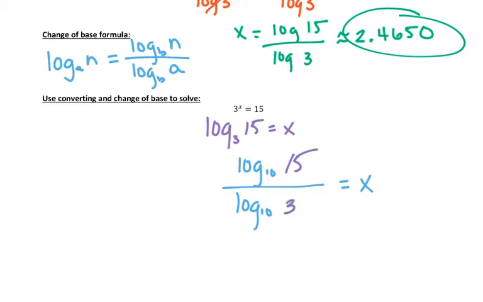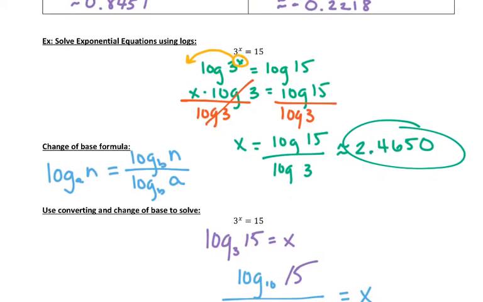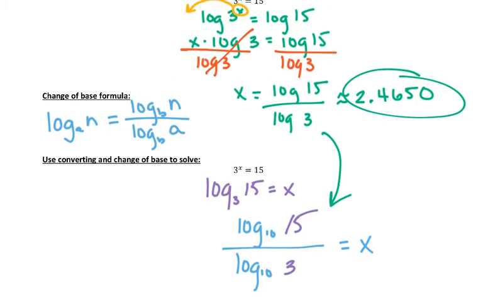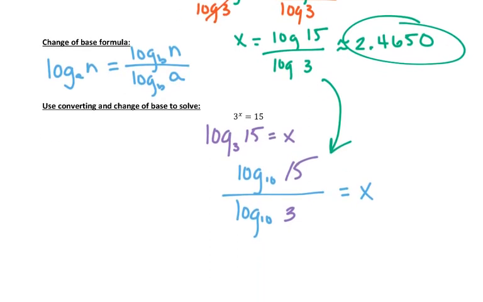Now in your calculator, you can type log of 15 divided by log of 3, which you'll notice was a lot fewer steps than what we did up here, and we got the exact same thing. We derived the change of base formula in that first one. That's all we did, was come up with it. So if you type that into your calculator, we're going to get the same thing again. We're going to get that x is approximately 2.4650.